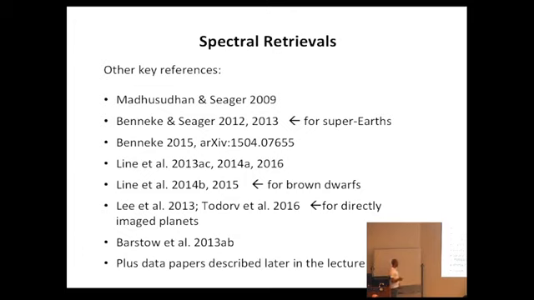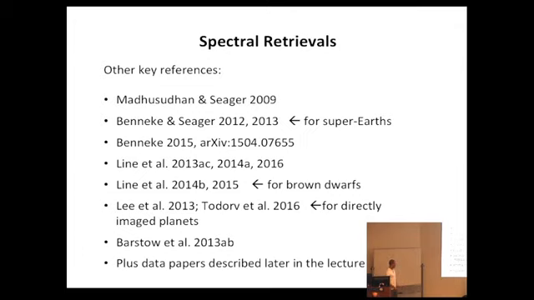It was first applied to transits, and that's still where it sees its widest applicability. But it's also started to be used for brown dwarfs and for directly imaged planets. And then, in addition to these references that I gave here that describe a lot of the theory, a lot of the developments are also folded into data papers.